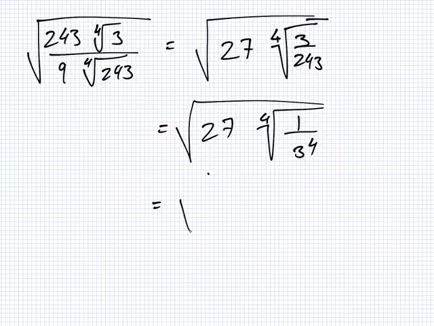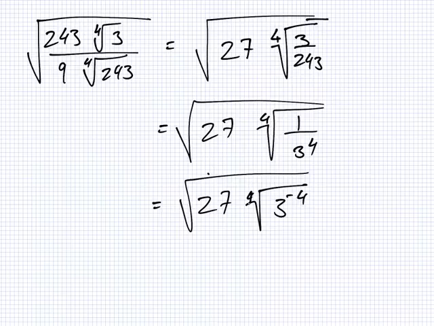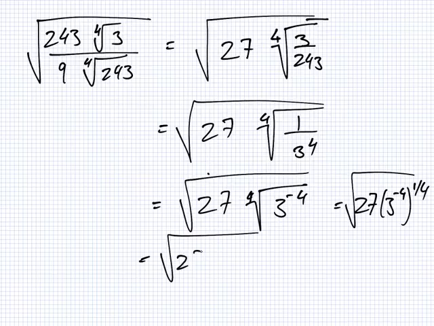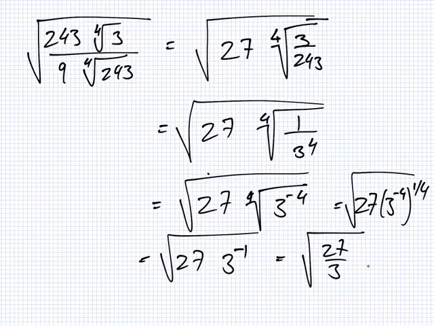So this will be square root 27 times fourth root of 3 to the minus 4. What power is fourth root? 1 over 4. So this will be 27 times 3 to the minus 4, to the power 1 over 4, which will be 27 times 3 to the minus 1, which will be 27 over 3, which is 9, which is 3.